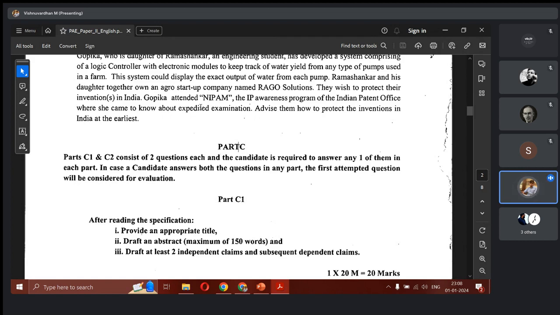Part C. So Part C has 2 questions. Okay, and both the questions are drafting only. One is 20 marks, one is 30 marks, and both are the same thing. Don't think 20 marks means you'll write less. They're pretty much the complete specifications for both. Okay, and they will give you options for both the questions. They'll give you a chemical invention and they'll give you a mechanical invention. And again, for part C2 also, they give you a chemical and a mechanical.